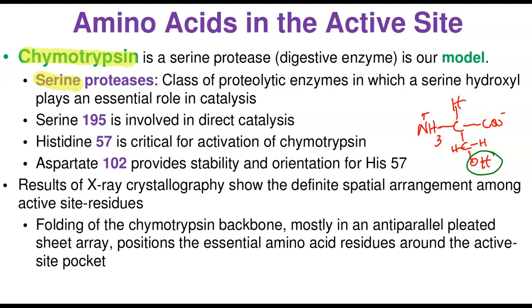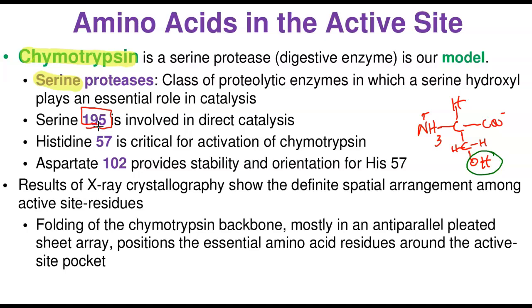Now, serine does not do this alone. Serine is located at position 195, so we call it serine 195. It is involved directly in the catalysis because it initiates the nucleophilic attack. Now, histidine is located at position 57. Remember, histidine is a basic amino acid. It's critical for the activation of chymotrypsin. It's the histidine that initiates a general base attack on the serine, which then initiates the actual catalysis.